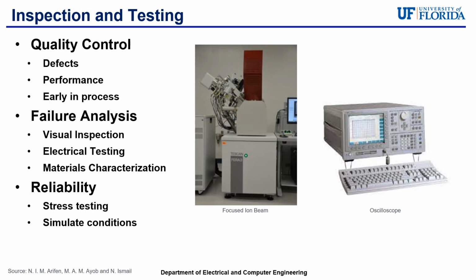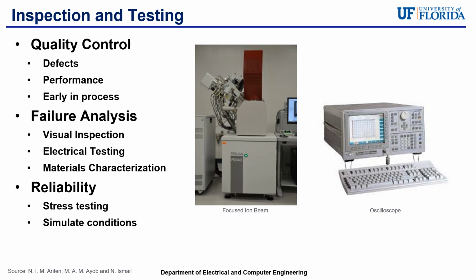After the semiconductor fabrication process in the front end of things, we go to the back end of things. After the packaging occurs, it comes to inspection and testing. In the process of making semiconductors, inspection and testing are crucial to make sure everything works correctly. Quality control is all about checking for defects and performance issues early in the manufacturing process. This helps catch any problems before they become bigger and more costly to fix.